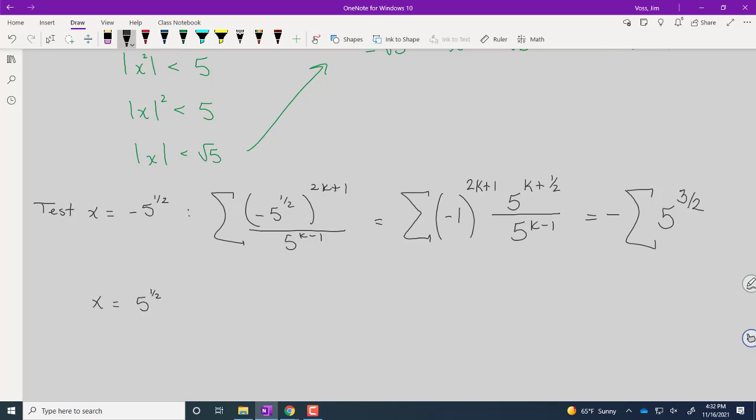Everyone see how we subtract? 5 to the a divided by 5 to the b is 5 to the a minus b. Converge or diverge? Diverge. By? P-series. Not P-series. There's no k in there. It's a constant. So if we call that our a sub k, the limit of that is not equal to 0, which implies divergence by the divergence test.